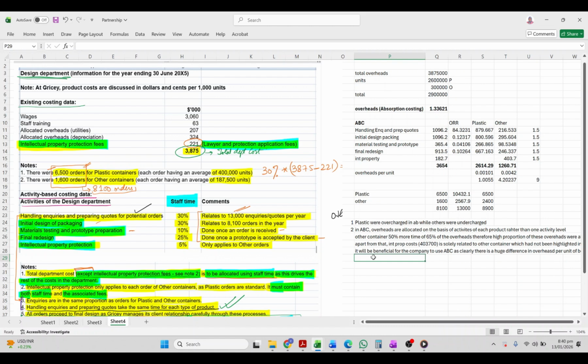So the question asks you to calculate, compare and analyze. So we have analyzed all these things, and we have also recommended that ABC is making more sense to this company rather than traditional absorption costing, right? So in the next, now we are going to discuss its second part, right?